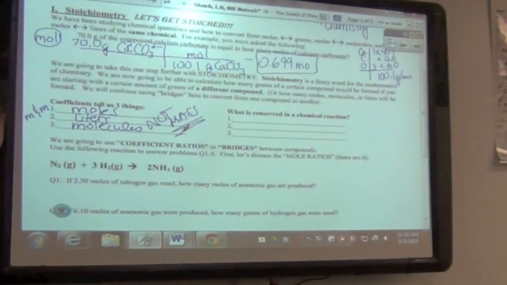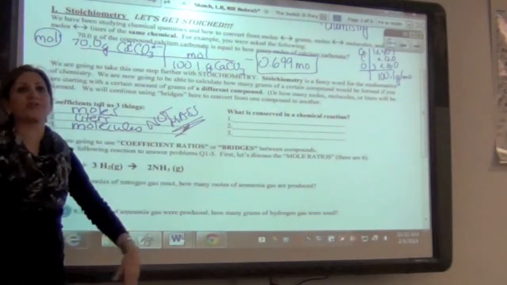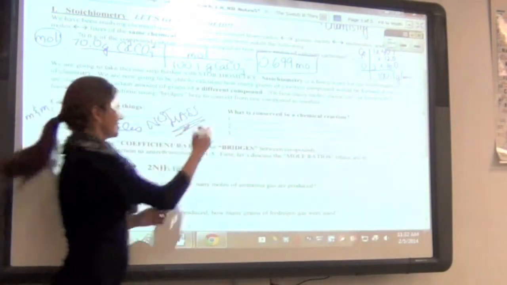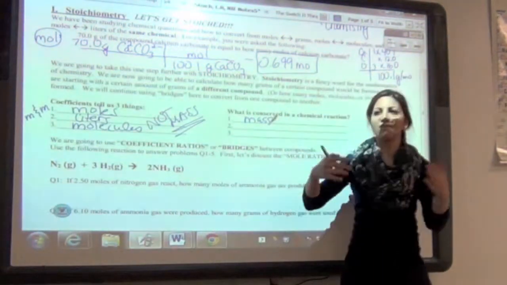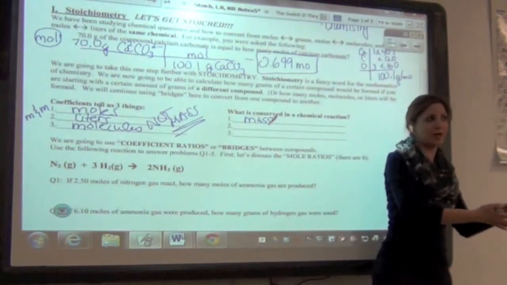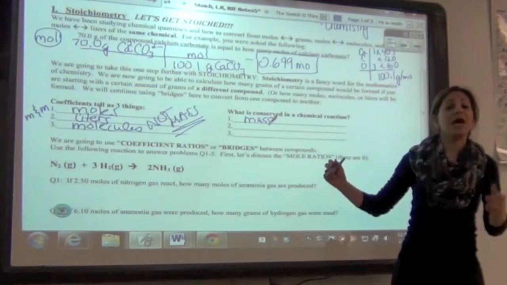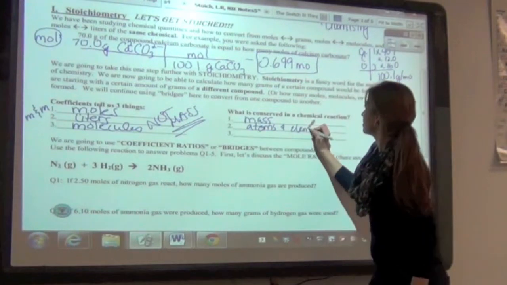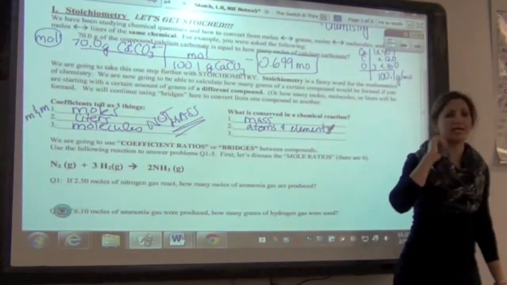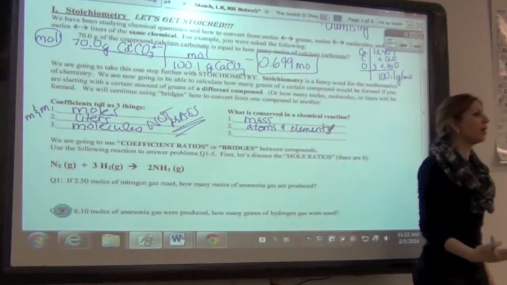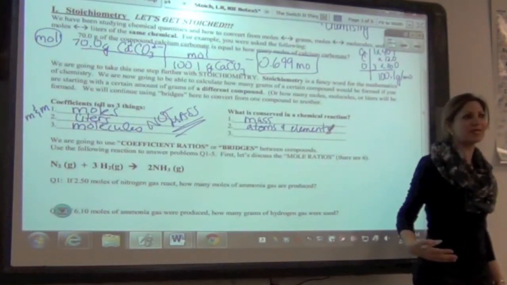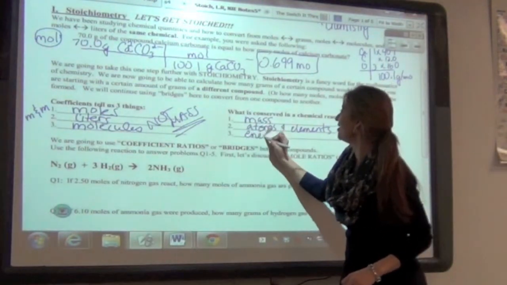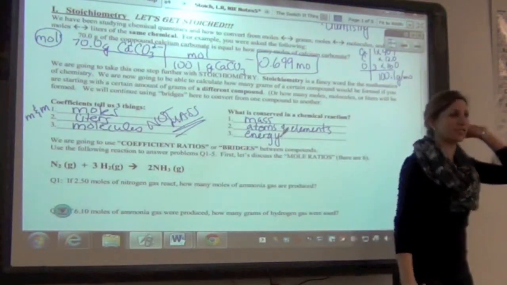Okay? The coefficients don't tell us mass, but what is conserved in a chemical reaction? Think about those laws of conservation. What have you heard? What are the laws of conservation of? Of mass. Nice. So the amount of mass that you have of your reactants has to be the same as your products. What else? The amount of each element. So your number of atoms and the elements, those have to be the same on both sides of the equation. The last one we haven't talked too much about, but there's another law of conservation of something. Energy? Energy. Nice. Energy is also conserved in a chemical reaction.